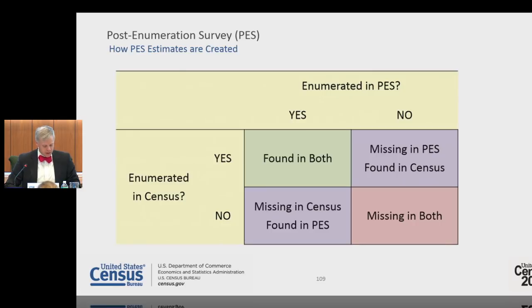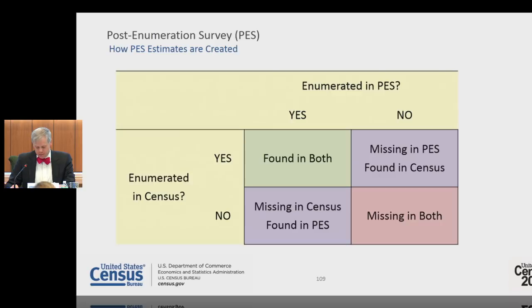After we match the people in the post-enumeration survey to the census, we can put everyone in the census and the PES into one of the green or purple boxes in this table. Within our sample areas, most people are enumerated in the census and the PES, that happy green box. Of course, some people are enumerated by just the census or the PES, but not both. The people enumerated in just one system are shown in purple. Lastly, we miss some people from the census and the PES. These people are in the red cell in the lower right.